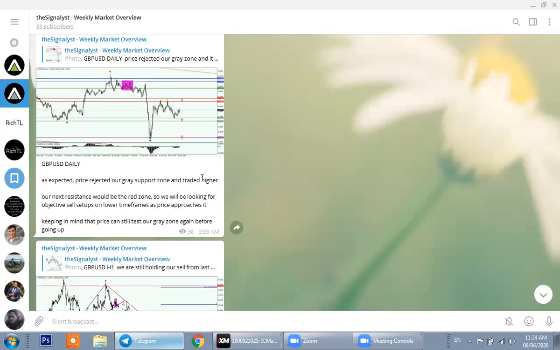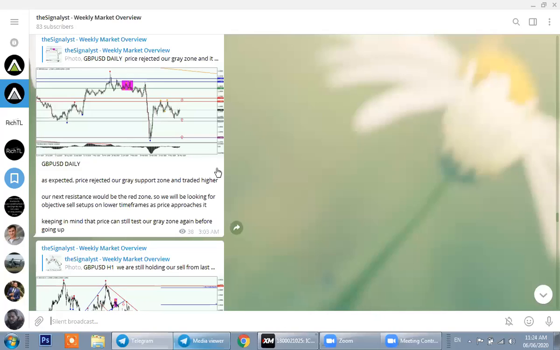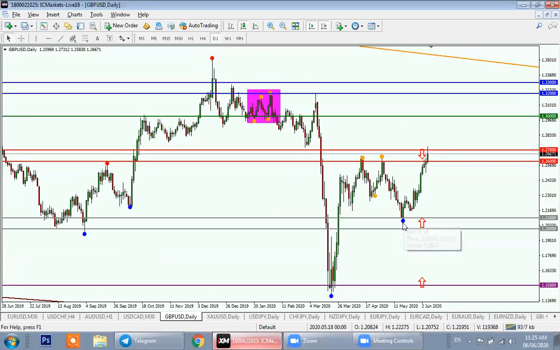On daily time frame, we were looking for buy opportunities around here. We entered a buy on H1 time frame, and we were waiting for price to test our upper resistance to look for sell opportunities. Here we go. The price rejected our lower gray zone and traded higher. Now it's sitting around our upper red zone. So we'll be looking for objective sell setups on lower time frames.